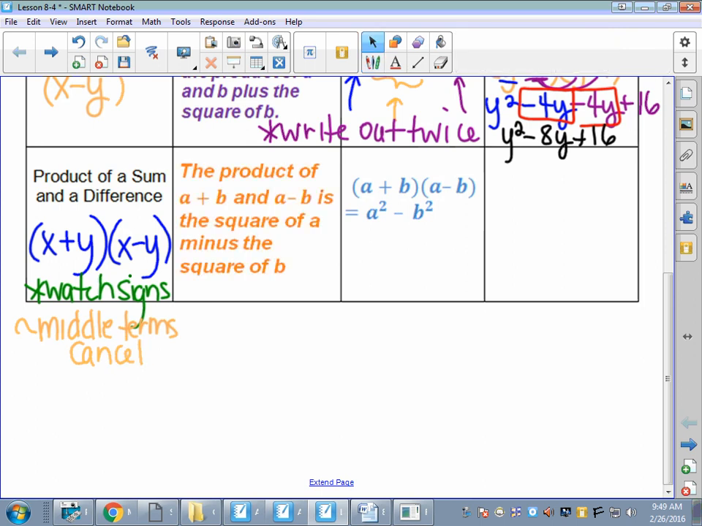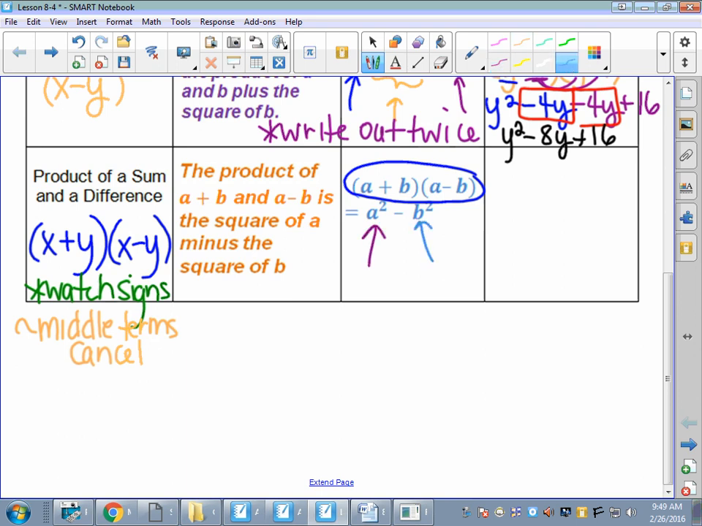So it says the product of a plus b and a minus b, so notice I've got that written out right here, is the square of a minus the square of b. It's basically, in FOIL, the first and the last. The outsides and the insides cancel out. Everything's got to be identical except for the sign.